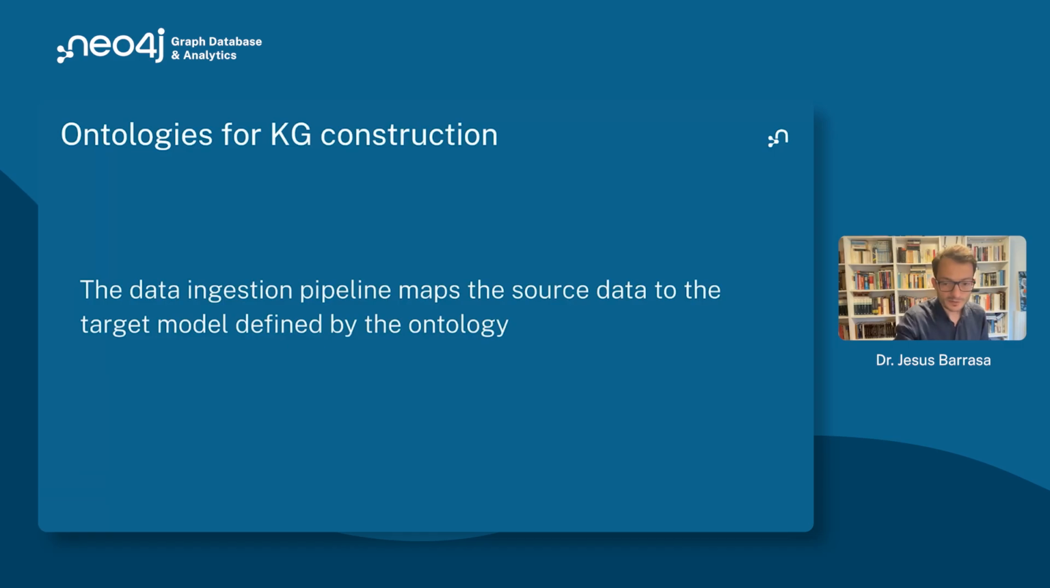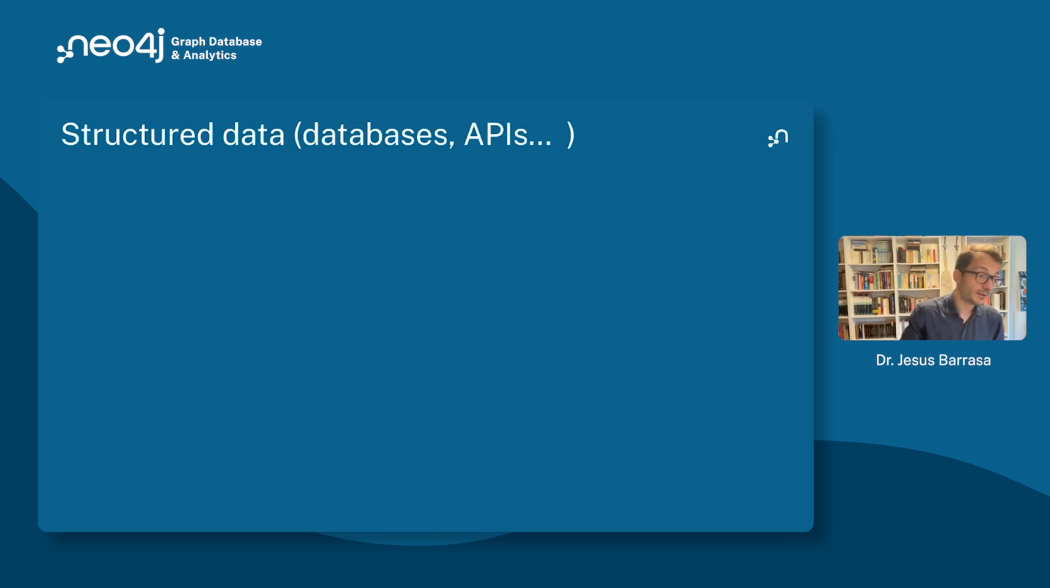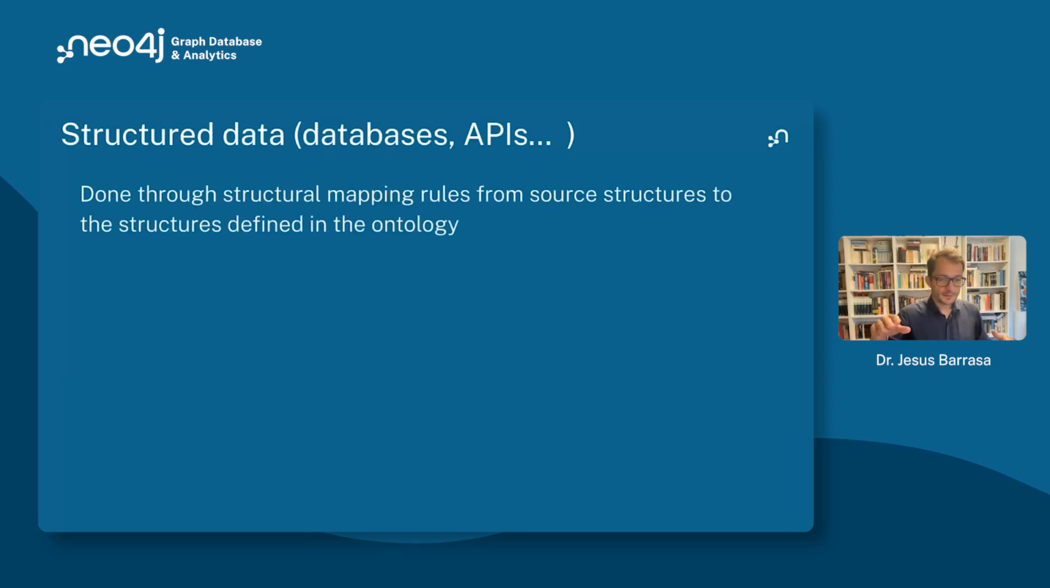Now, depending on what your source data looks like, this process of moving data into the graph is going to look different. So let's say you have structured data in a relational database, in a collection of CSV files, in the output of an API, in a document database. So what would that look like?